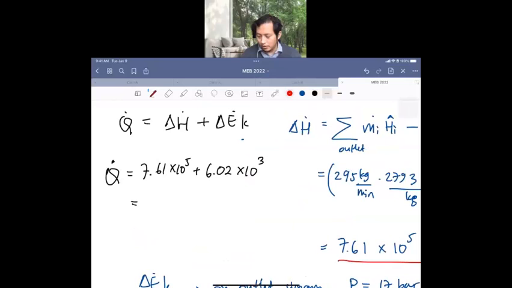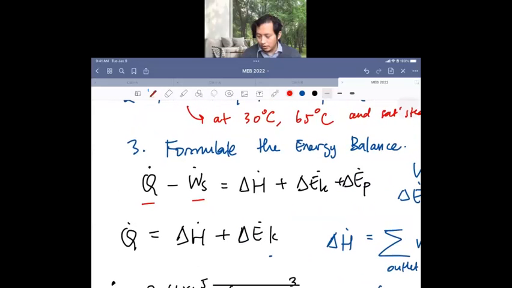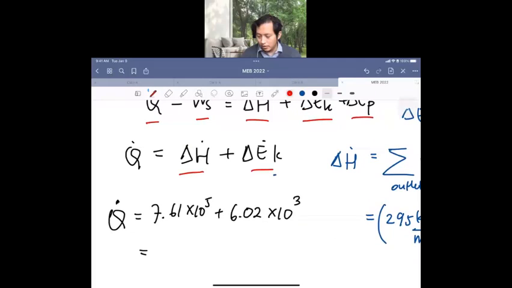Actually, if you look at the numbers, sometimes you can also use some logic when you are solving these equations. You have these formulations, right? You have heat, shaft work, enthalpy, kinetics, potential. Now what we have here is the enthalpy and the kinetics. This is 10 to the power of 5, and this is 10 to the power of 3. This is much higher, at least 100 times higher, and that is what happens in most cases.